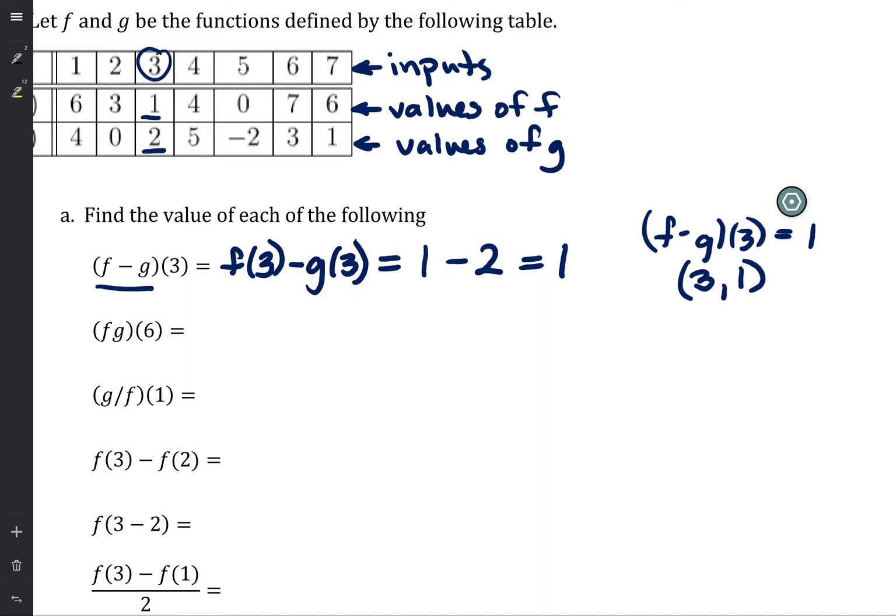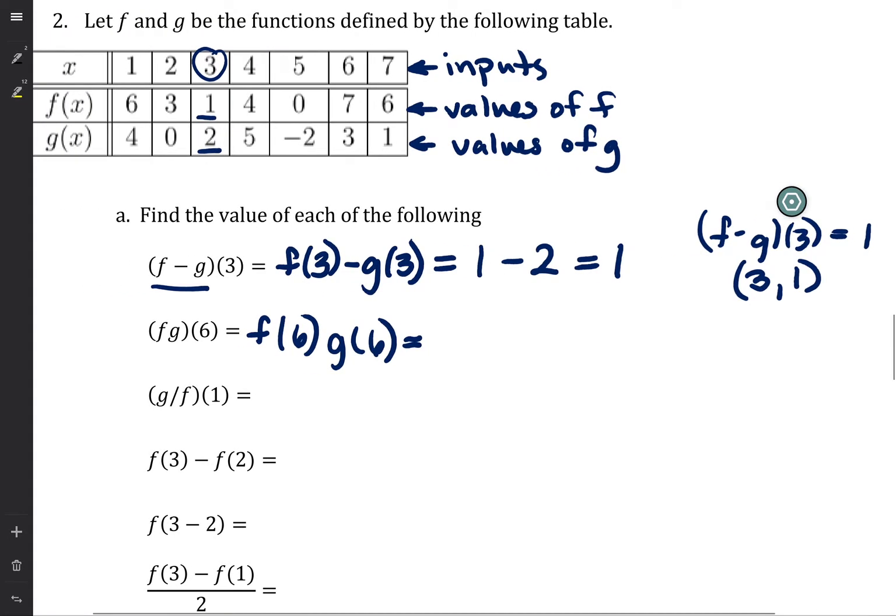f times g of 6, so I would need f of 6 times g of 6. Again, okay with me if you skip this writing them separately step. I just want to be really clear that that's what happens. So f of 6 is 1.